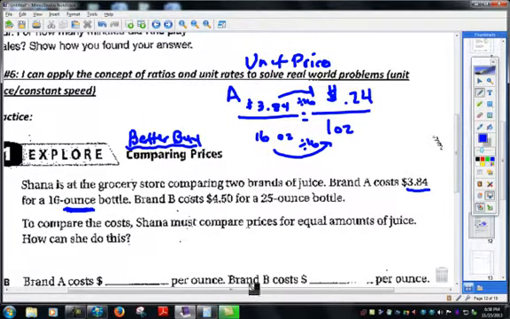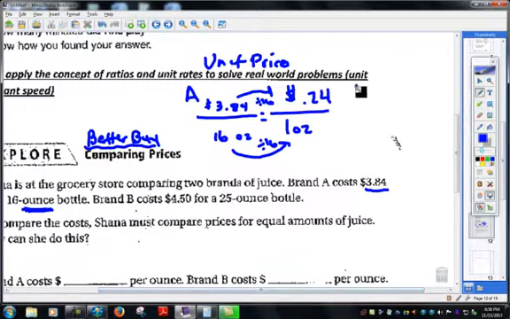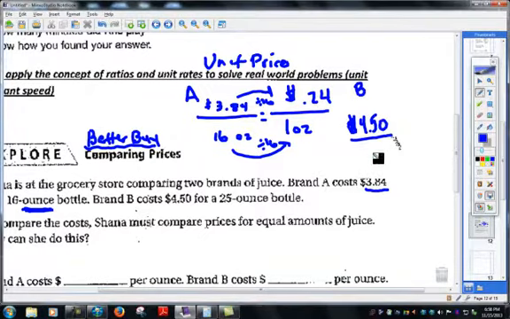24 cents. Now let's go ahead and figure out brand B real quick. This is going to be $4.50. It's important though, remember, if I have money on the top here, I got to keep money on the top of my other fraction. But look how I'm putting labels on everything, guys. I'm putting labels on everything. And if I'm doing it right now, there's no reason you shouldn't.